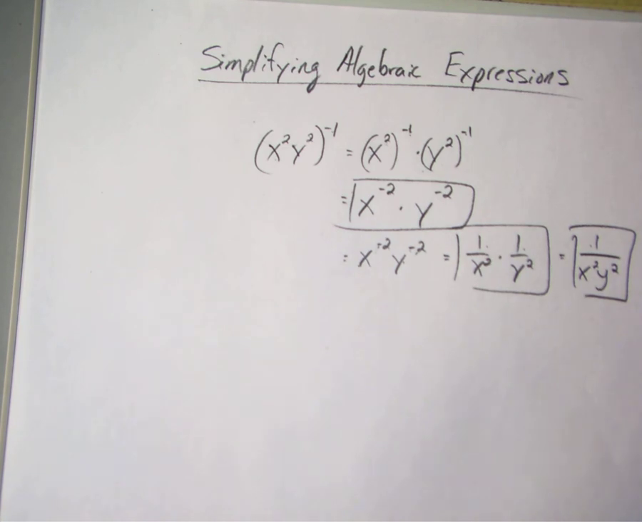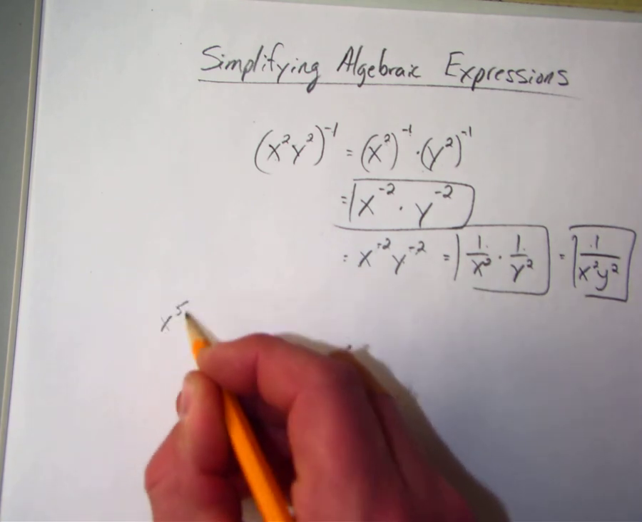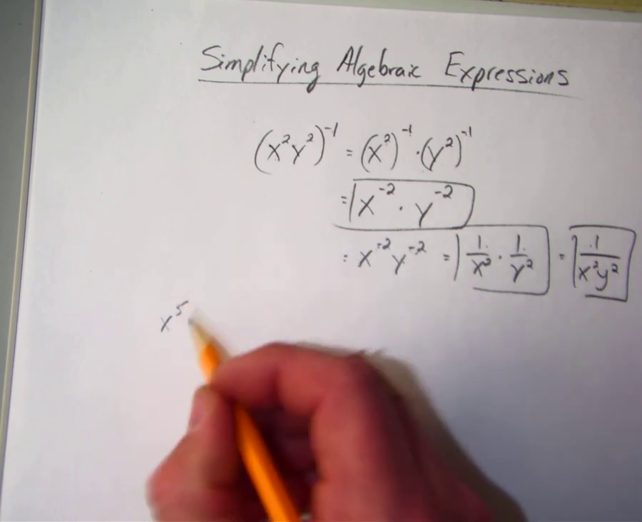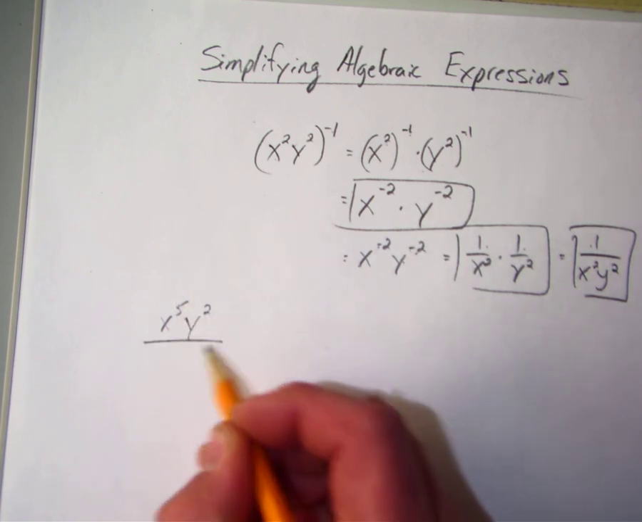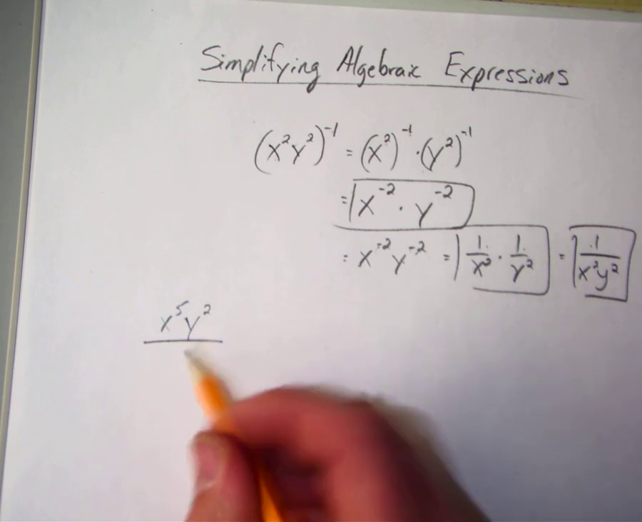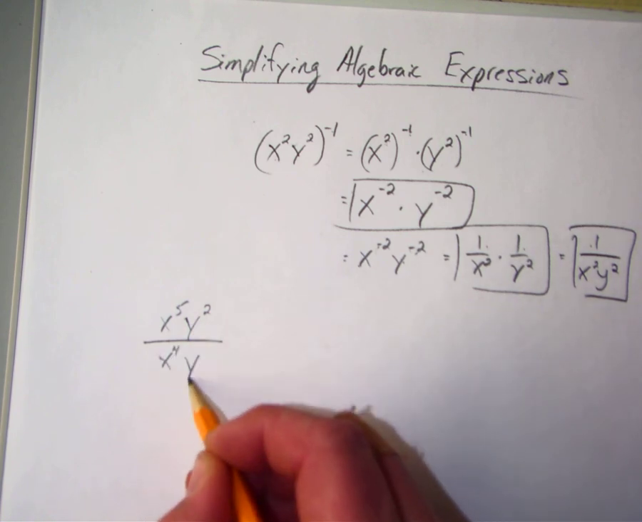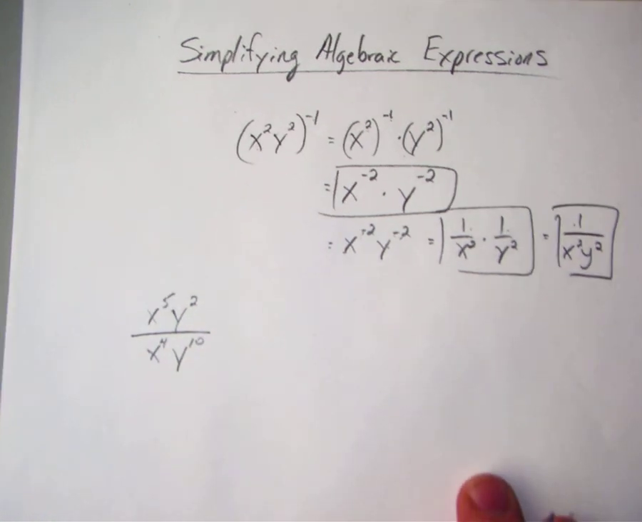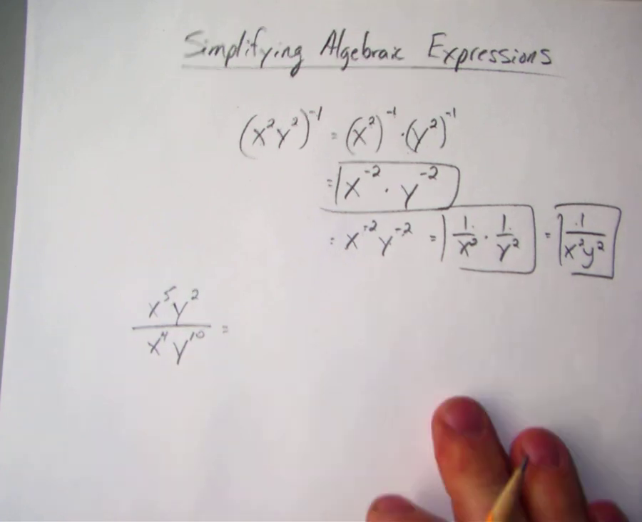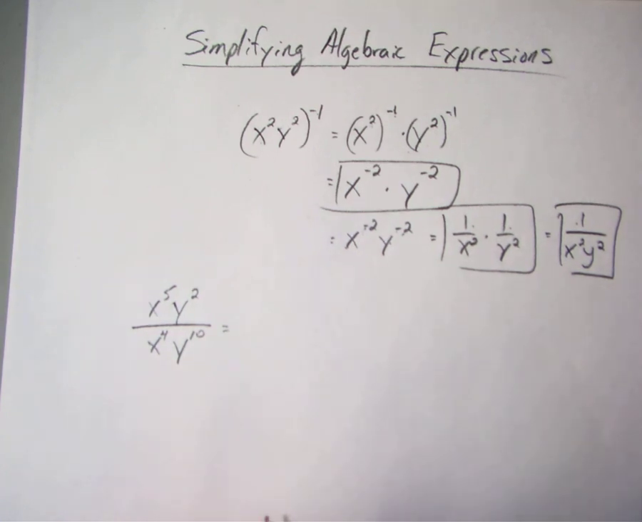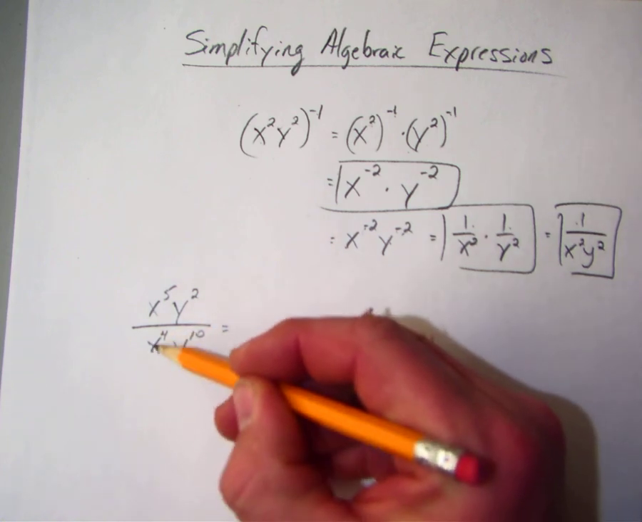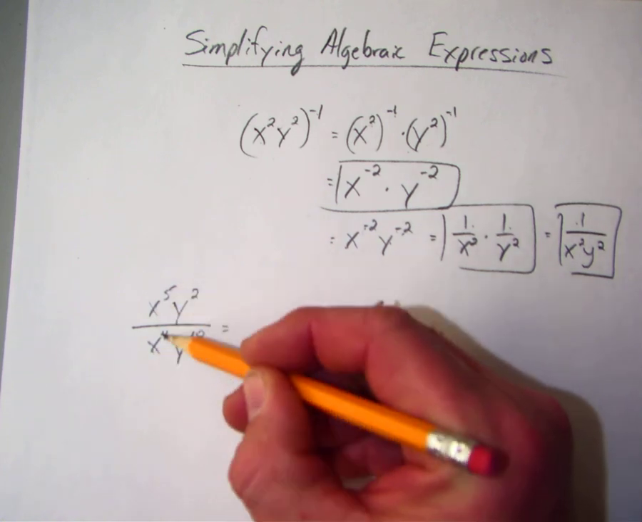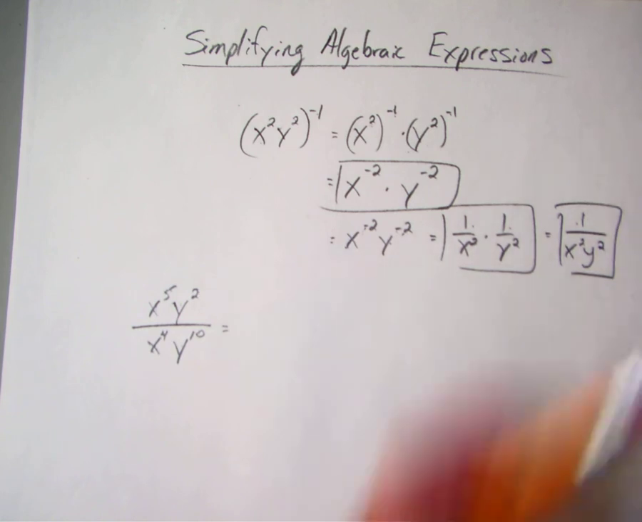Alright, next one, let's do x to the 5th, y squared, over x to the 4th, y to the 10th. Now here, the ones with the same bases are the ones I can work together. So here, these x's, I could work with the exponents here, and these y's, I can work with the exponents there.